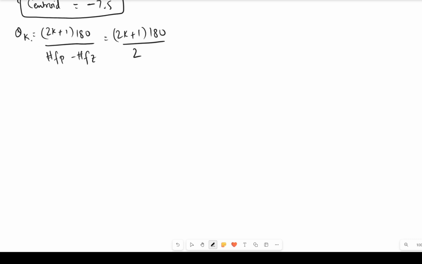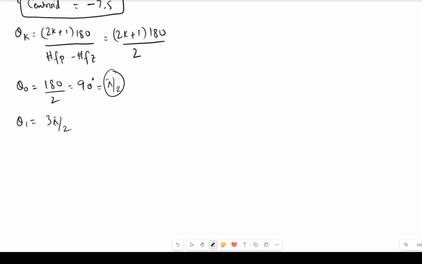So let's just put in any values. If the difference is 2, we need to find two different values. If the difference is 3, we need to find three different values. Let's put k equals 0, which means 180 by 2, and like I said, we get one angle of 90 degrees. Another, let's put k equals 1, which means 3 times 180, and 180 is pi, so 3 pi by 2. 90 is pi by 2, and this is 3 pi by 2.